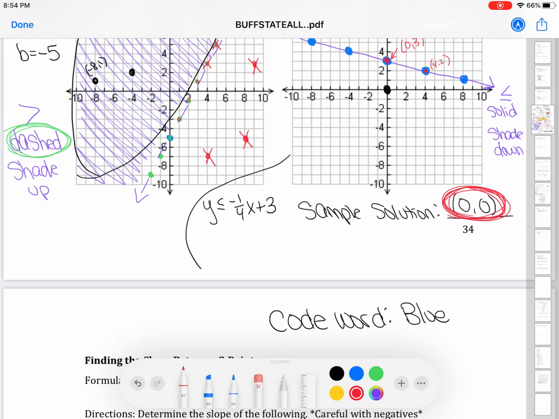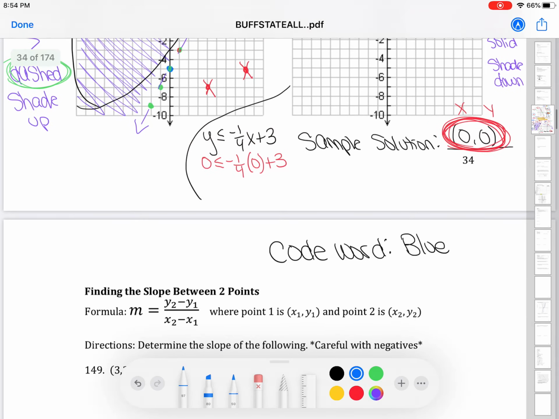If you substitute in your sample point, which is 0, 0, that means you're going to put a 0 in place of x and a 0 in place of y. So 0 is less than or equal to, I bring down my -1/4, and in place of x, I plug in a 0 and bring down the plus 3. If I simplify this out, the left side's going to stay 0, the less than or equal to comes down. -1/4 times 0 is just 0, and if I add 3 to that, I'm going to get a 3.